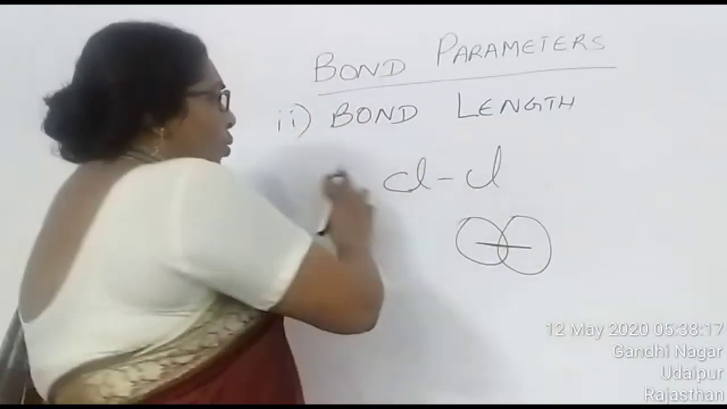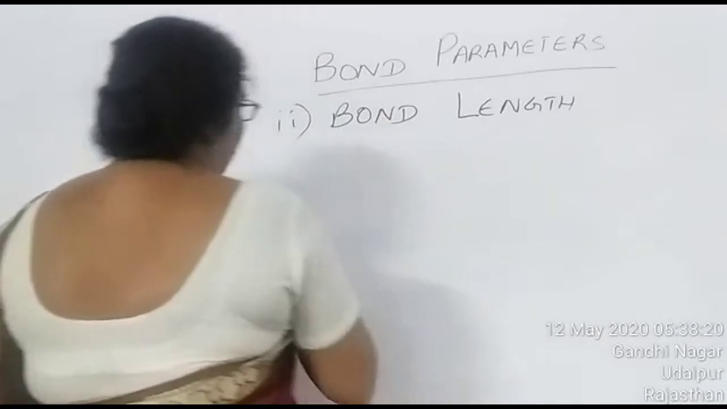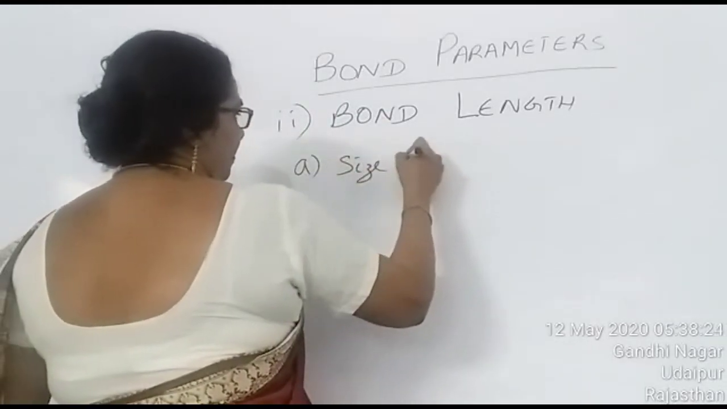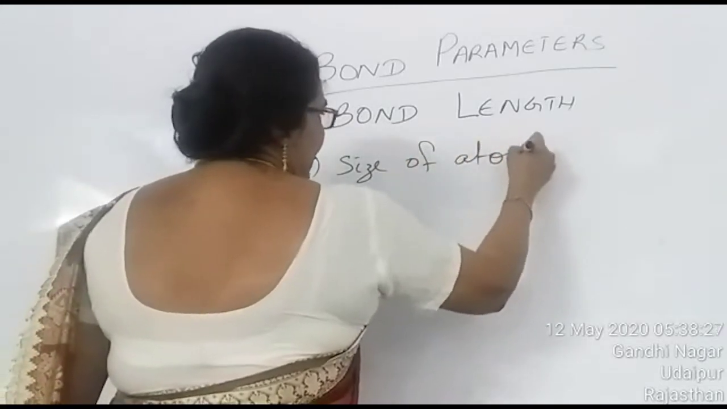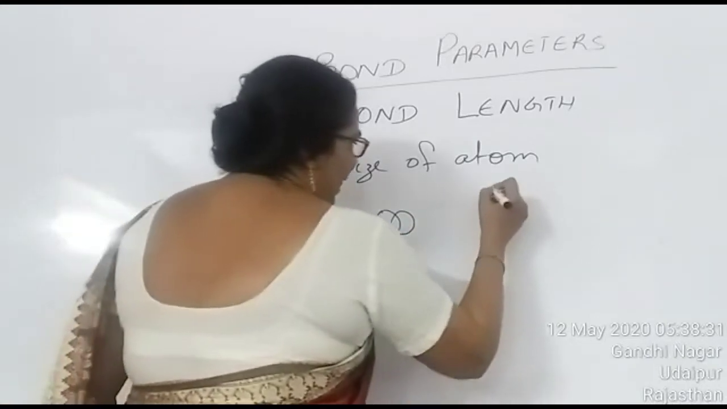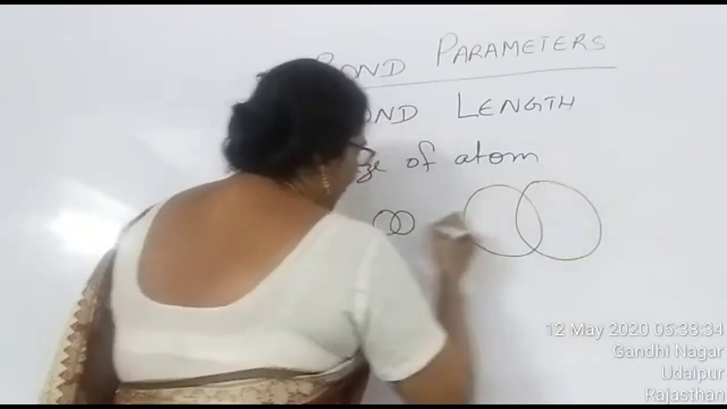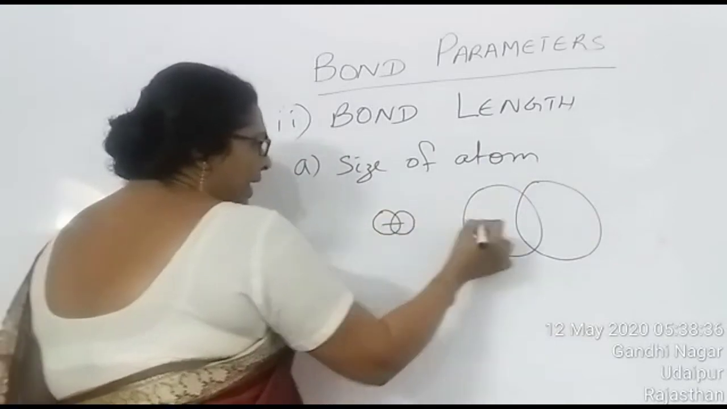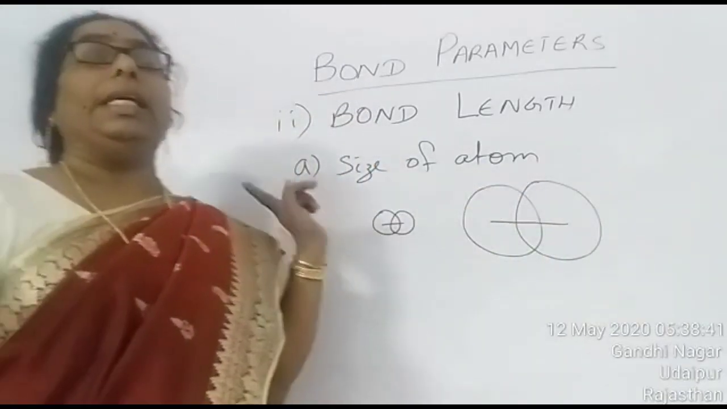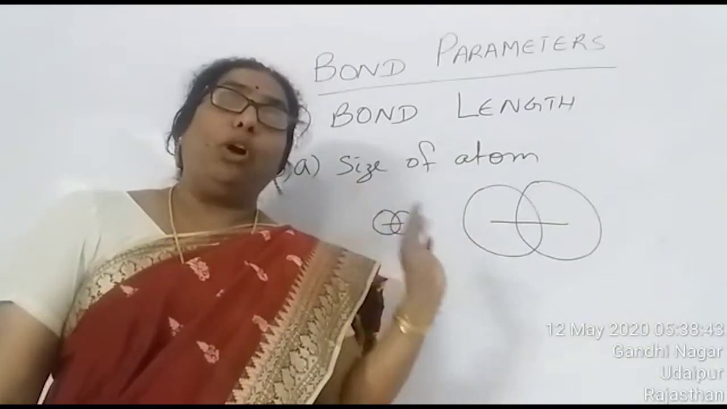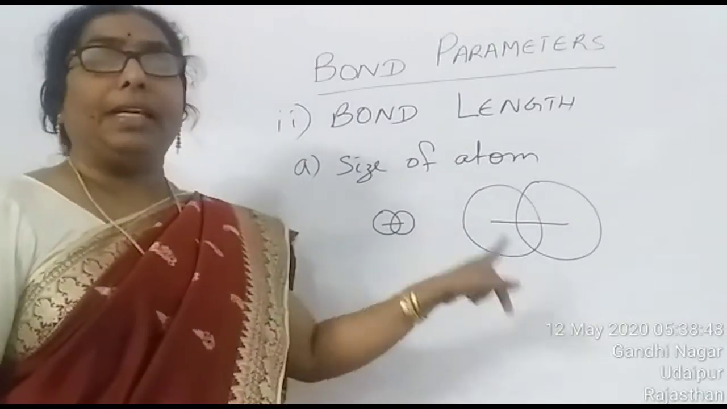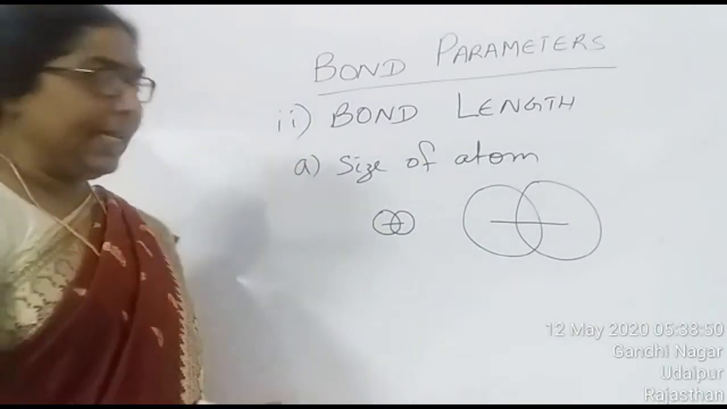Bond length also depends on two factors. The first one we can consider is the size of atom. In this case, consider a molecule with two small atoms and a molecule with two bigger atoms. You see from this figure it is very clear that as the size of atom increases, bond length increases. Is it clear? The bond length is directly proportional to size of atom.